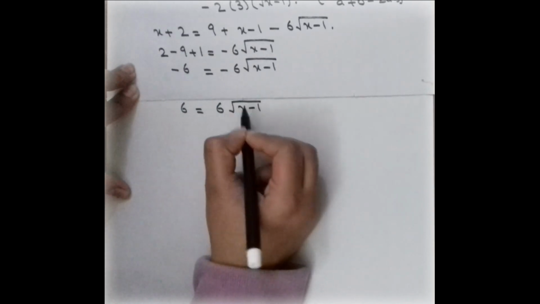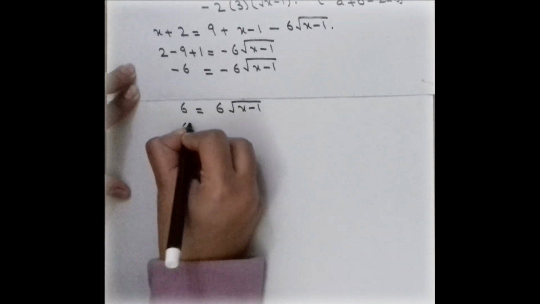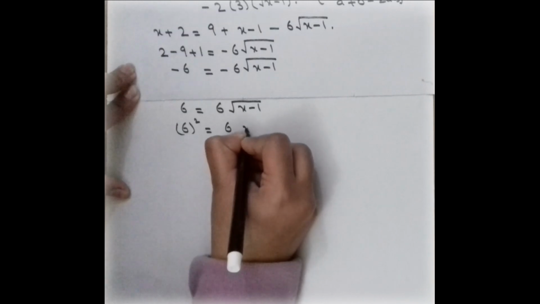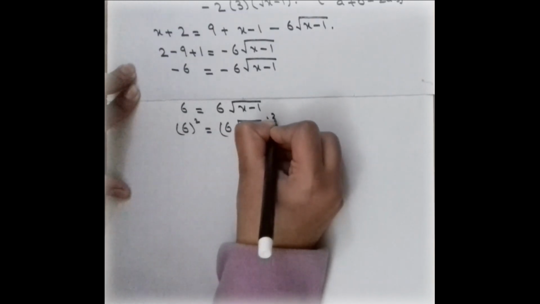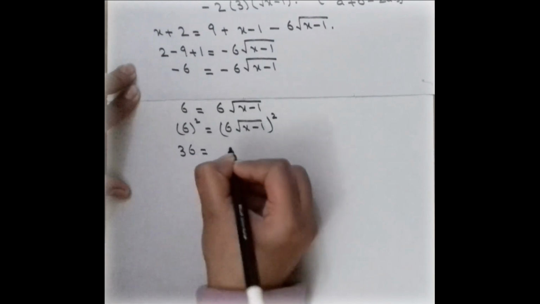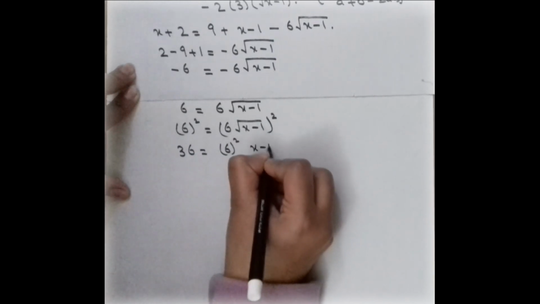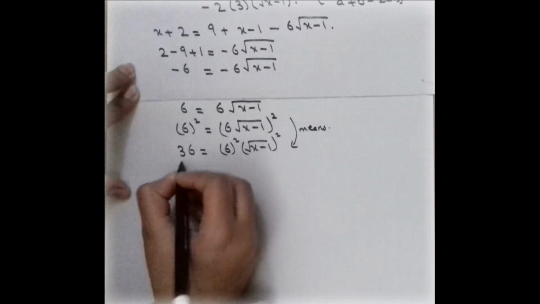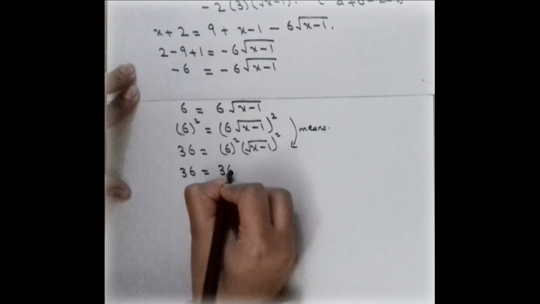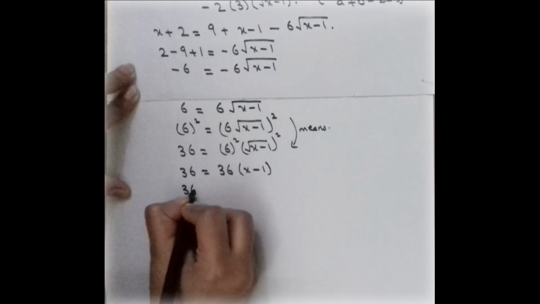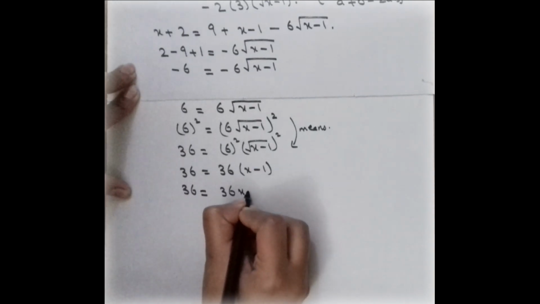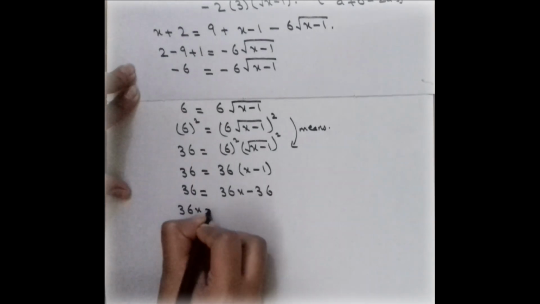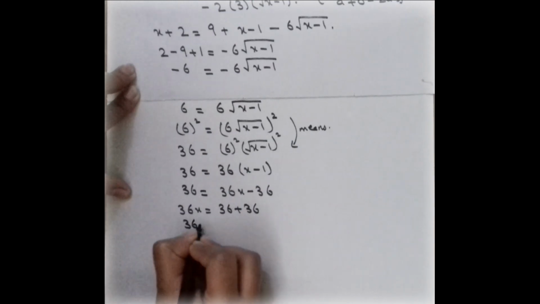Our aim is to remove this radical sign and take the square on both sides. So we have 6², which is equals to (6√(x−1))². Now it will be 36 is equals to 6² times this term. So 36 equals 36(x − 1). Now 36 equals 36x minus 36. So 36 plus 36, so 36x equals 72, and the final is x is equal to 2.